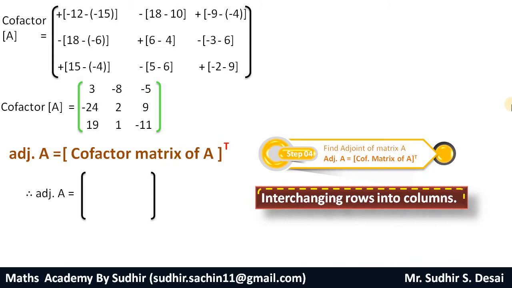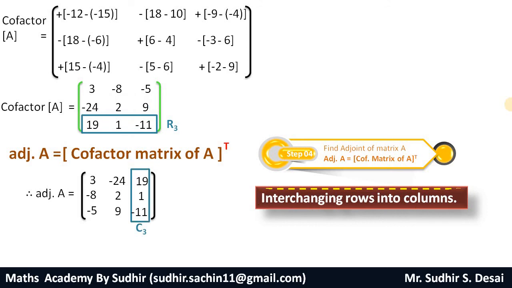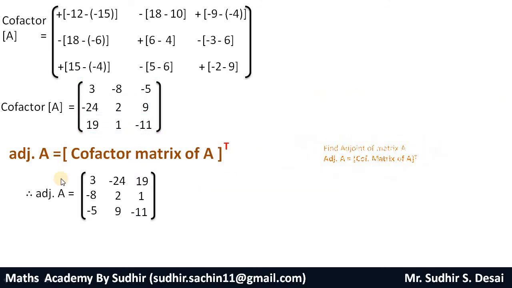So let's change row 1 to column 1: 3, minus 8, minus 5. Now change row 2 to column 2: minus 24, 2, 9, and change row 3 to column 3: 19, 1, minus 11. So the adjoint of the given matrix A is 3, minus 24, 19; minus 8, 2, 1; minus 5, 9, minus 11, obtained by taking the transpose of the cofactor matrix.